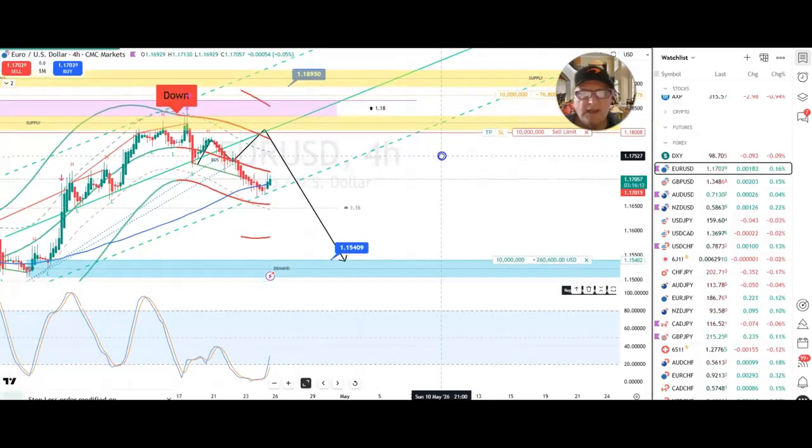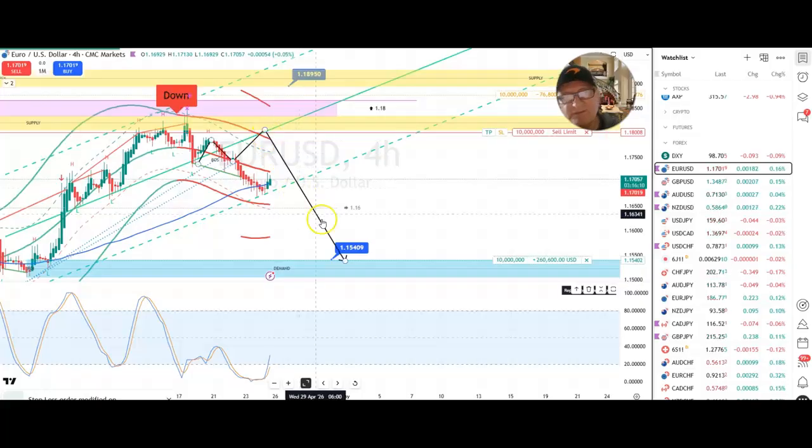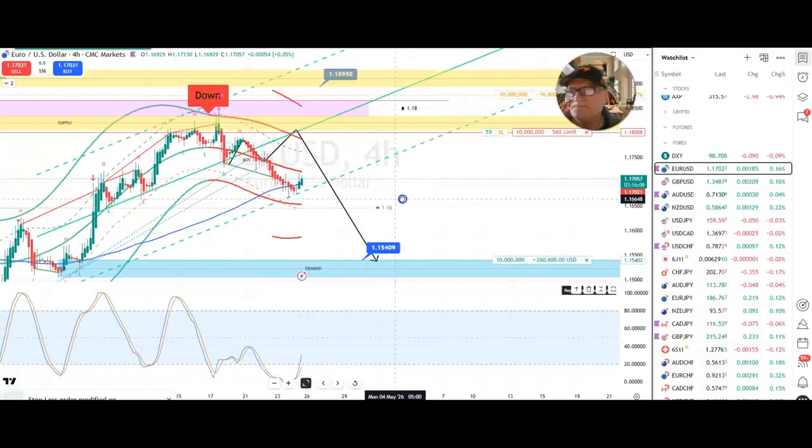So at the end of the day, if it kicks in and then breaks down, if the dollar goes strong, then of course we'll be in it.